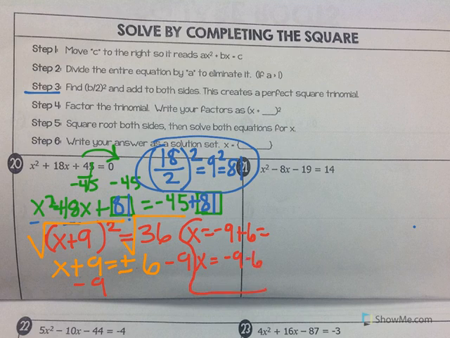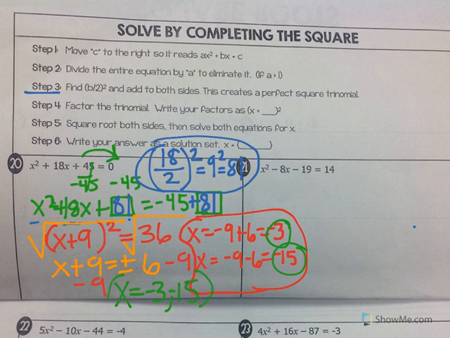minus 6. So your two answers are going to be x, you're going to have negative 9 plus 6, which is going to leave you with negative 3. And then negative 9 minus 6 is going to leave you with negative 15. So those are your two answers. And you have to keep in mind that you have to write them out like x equals negative 3 and negative 15.